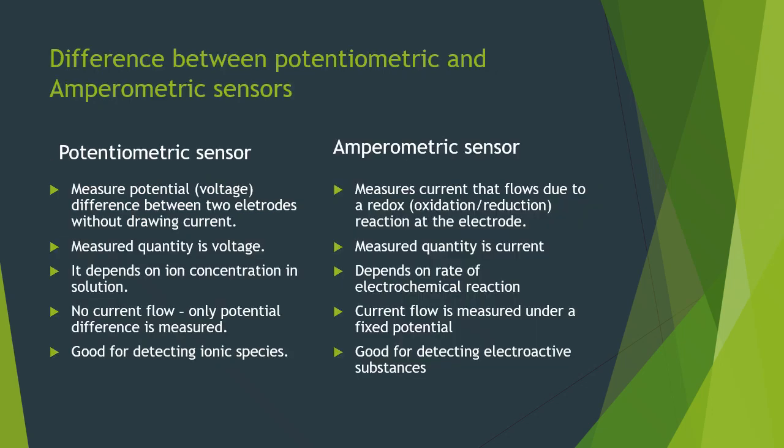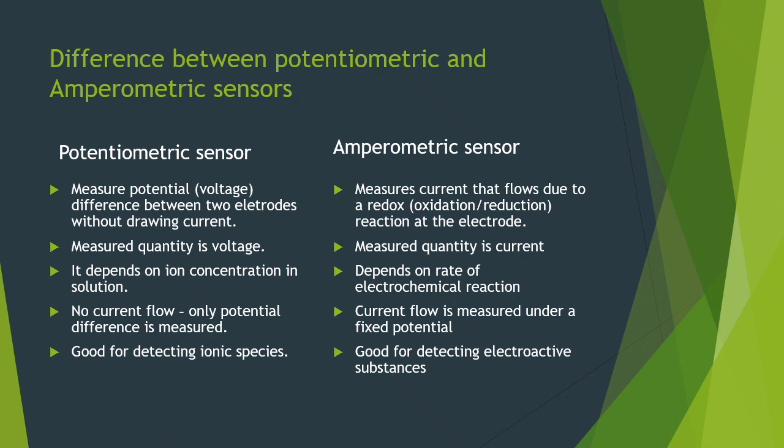The difference between potentiometric and amperometric sensors. A potentiometric sensor measures potential difference between two electrodes without drawing current. An amperometric sensor measures current that flows due to a redox reaction at the electrode. The measured quantity is voltage in one, and current in the other.